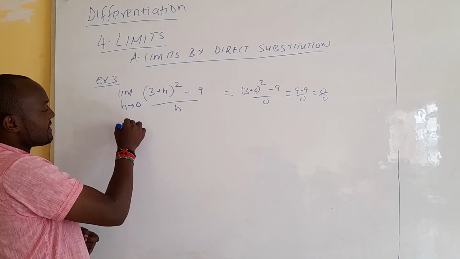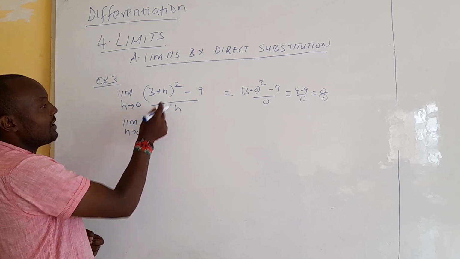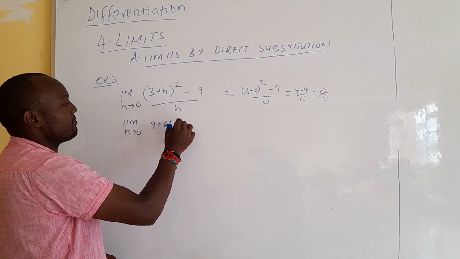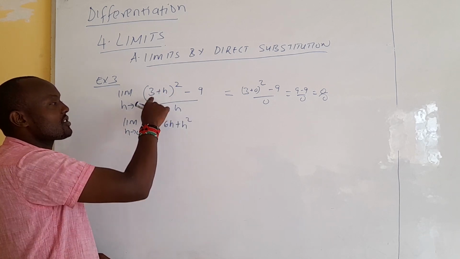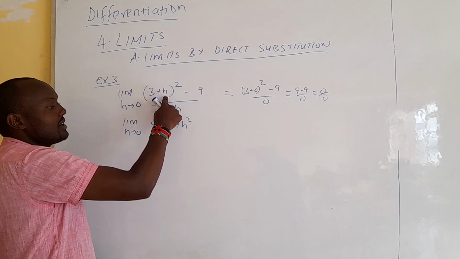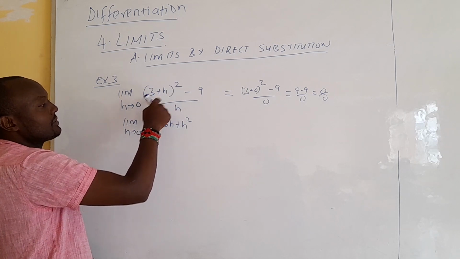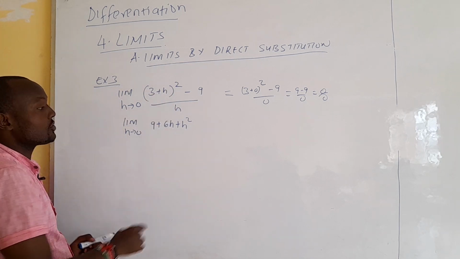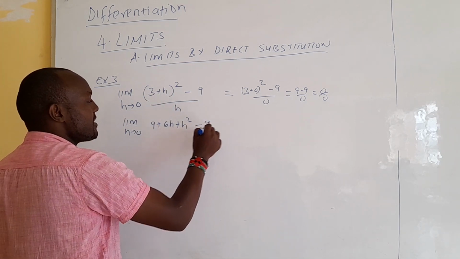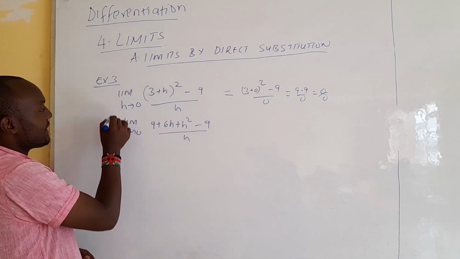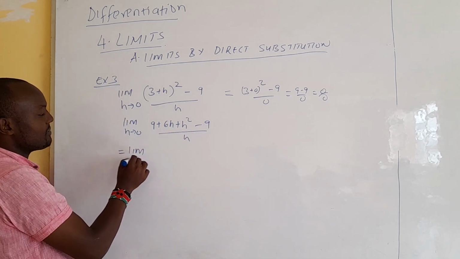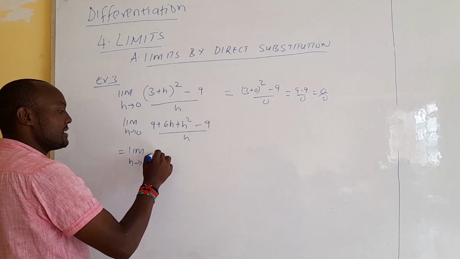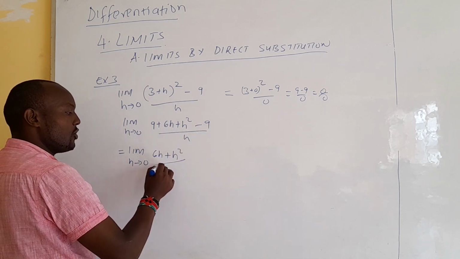So I may solve this one and say this is the limit as h approaches 0. I open this one. This will be 9 plus 6h plus h squared, because it will be this squared plus this one squared plus 2 times this one times that one, so 2 times 3 times h, which is 6h. So we have 6h, minus 9 all over h. With that, I can simplify. As h approaches 0, 9 and 9 will cancel out. So we have 6h plus h squared all over h.